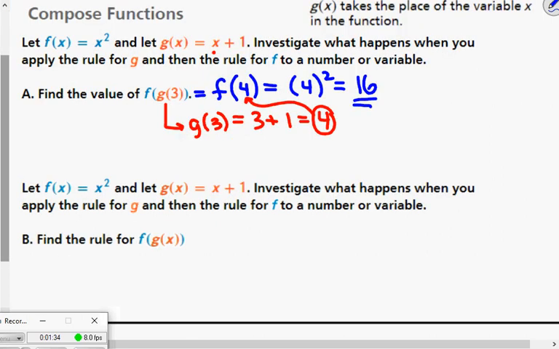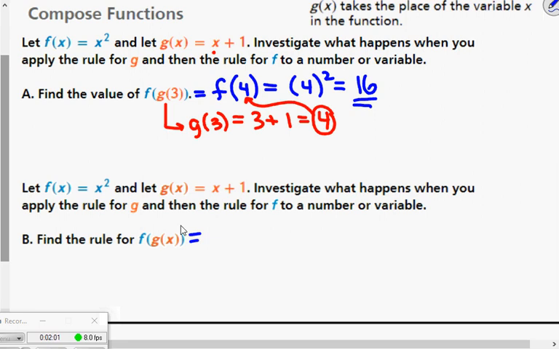Now, the next part of this is to say, well, what if I didn't want to do this in 2 steps, like evaluate g of 3 first, and then take that answer and put it into f? Is there a way where I could just do a one-stop shop here, right? Combine the 2 equations into some new equation, and then that could be used to calculate things like f of g of 3. And that's what part B has us doing.